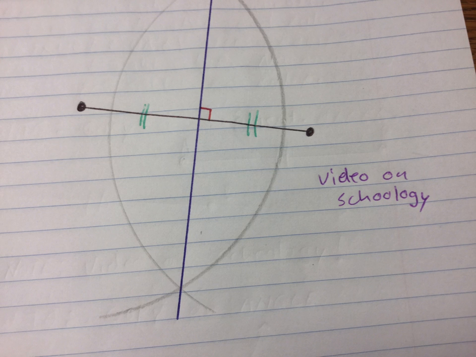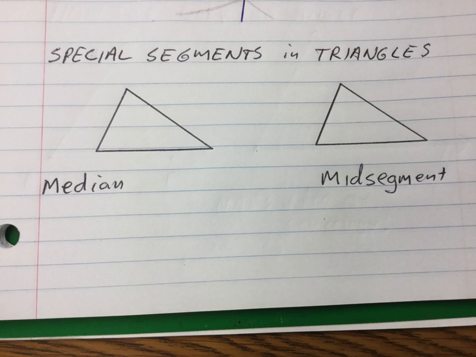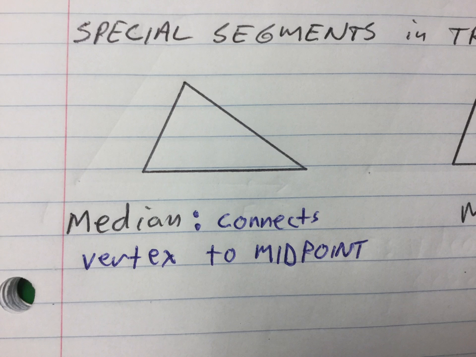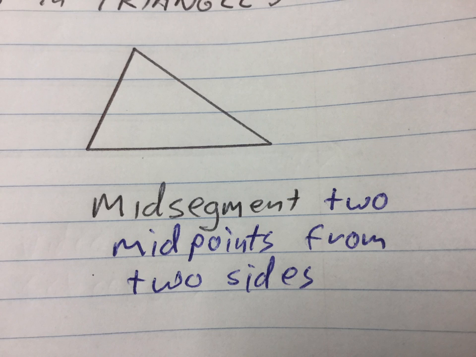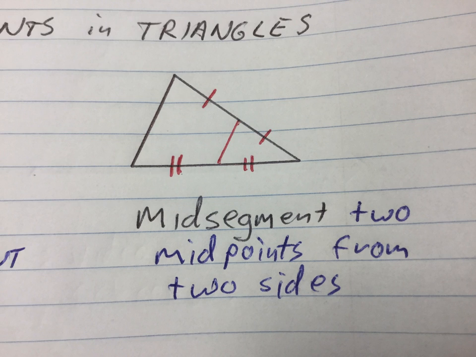And then finally, we have two little definitions for special segments in triangles. A median connects the vertex of a triangle to a midpoint. In other words, it connects a corner to the midpoint of an opposite side. So here we've drawn in one median. There are two other medians that you could draw in. And then a mid-segment. A mid-segment connects two midpoints of two sides. So here we have an example of a mid-segment connecting the midpoint of that upper right side and the bottom side. Again, there are three mid-segments in a triangle.